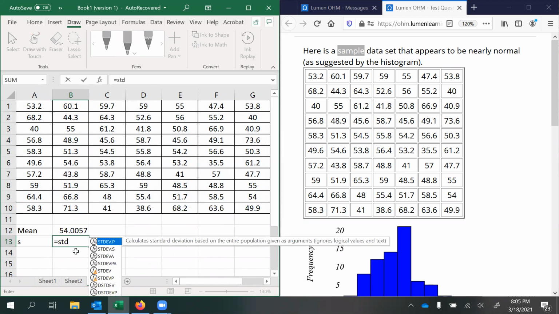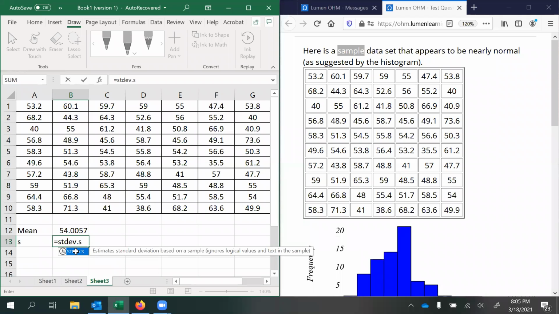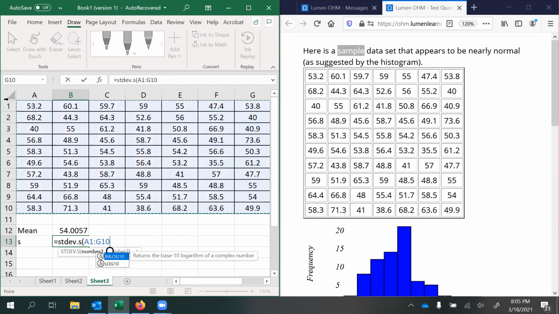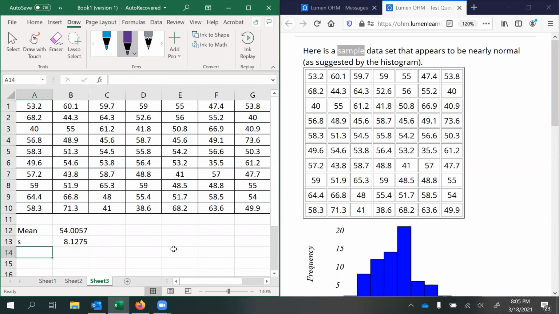There is a standard deviation function, STDEV. Then you're going to do either .P or .S. If it's a sample like this one, you do .S. If it was for a population, you would do .P. I'm just going to select my data again and press enter.